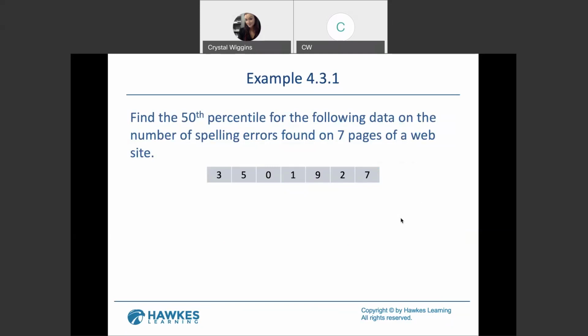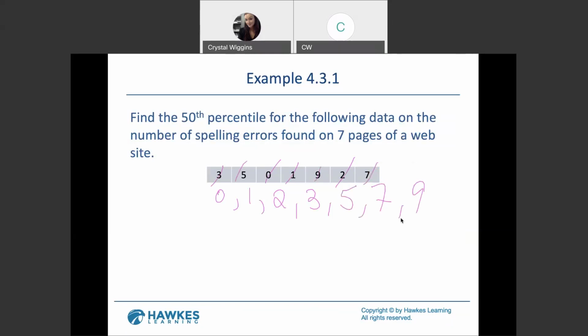So we know 0 would be the smallest, then 1, then 3. We can cross these off as we go. Oh, I skipped 2, which is why I like to cross things off, so that I know if I need to redo it. 2 and then 3. And then 5, 7, and 9.